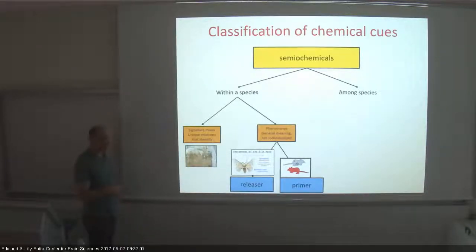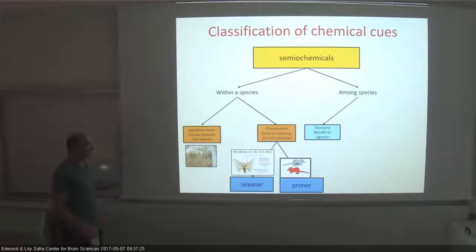We'll give some examples of the molecules that can be such signature mixes a few slides further down. The difference is that this is not individual. So this has some general meaning, and this is the difference.